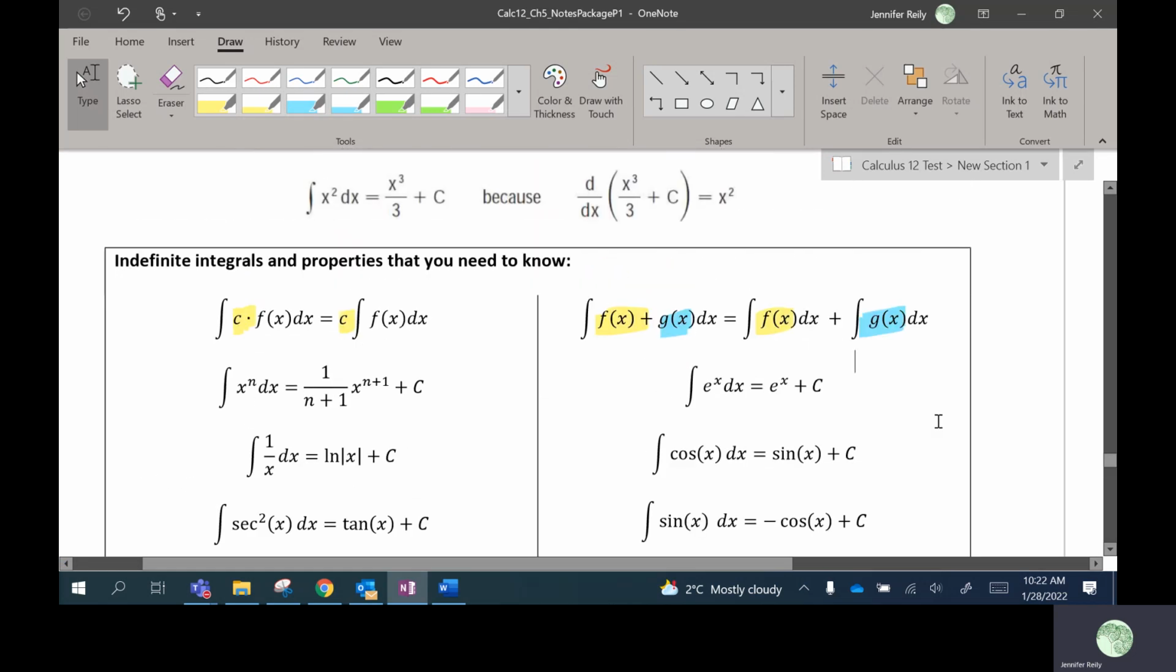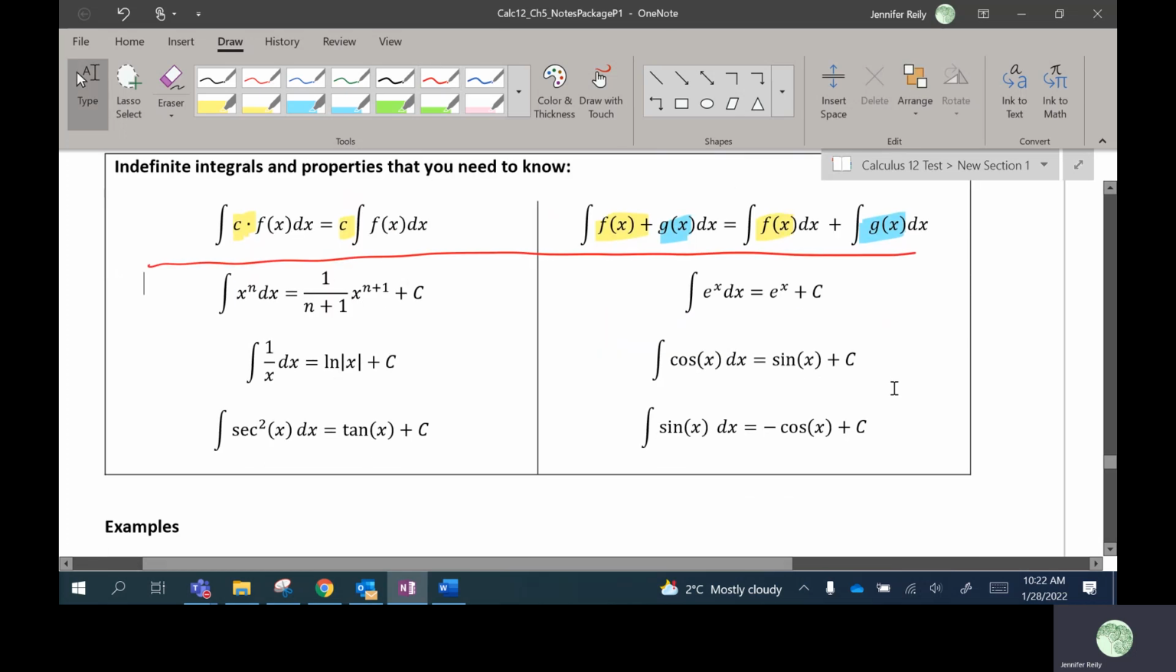Okay, and then below these two rules are all the antiderivatives that you'll get to know by heart. So the first one here, this is the opposite of the power rule. So when we're doing the antiderivative of x to the power of anything, you would bump that number up by 1 and then divide by that number. We've done that a lot in 4.9.